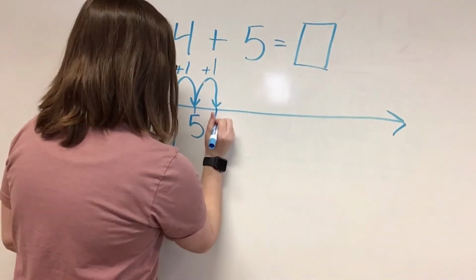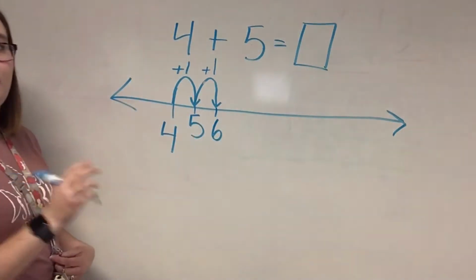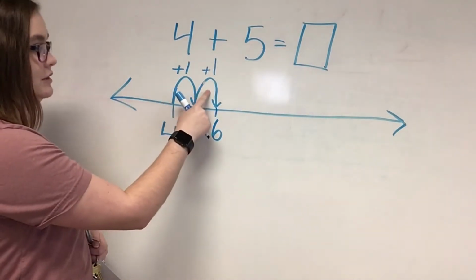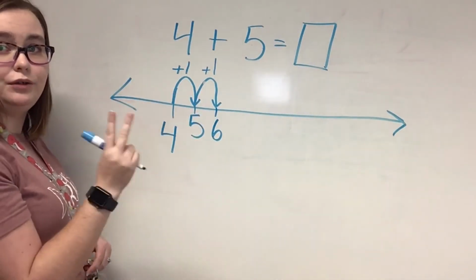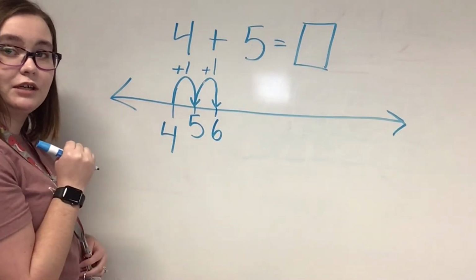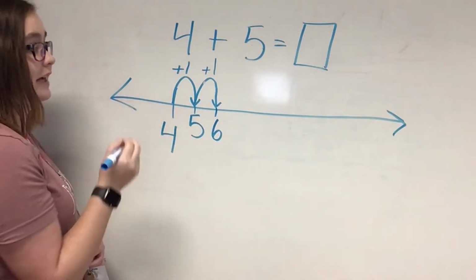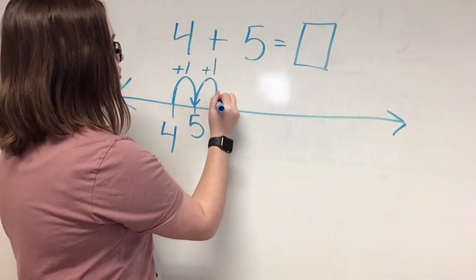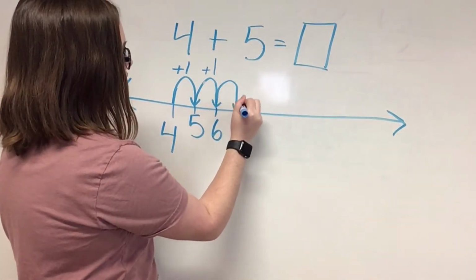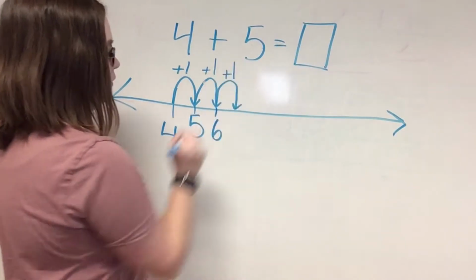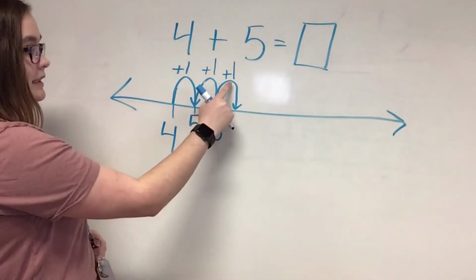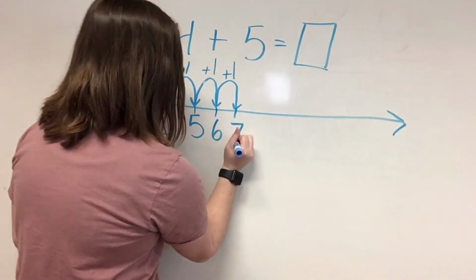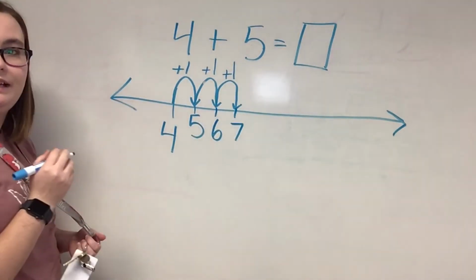6, good job. Now, how many units of 1 have I gone? 1, 2. I've only gone 2 units of 1. How many do I need to go? 5. I better keep going because 2 is not the same as 5. I will do another jump of a unit of 1 plus 1. 6 plus 1 is 7. Good job. It is 7.